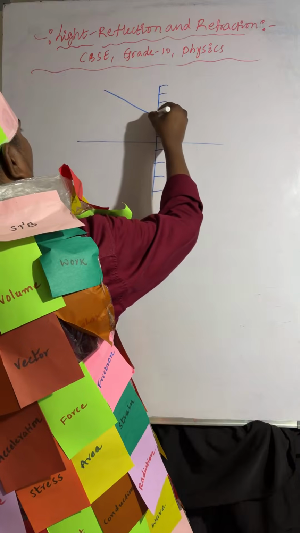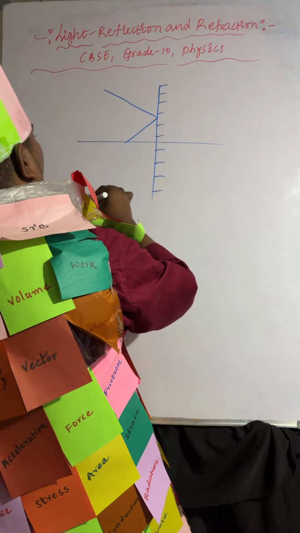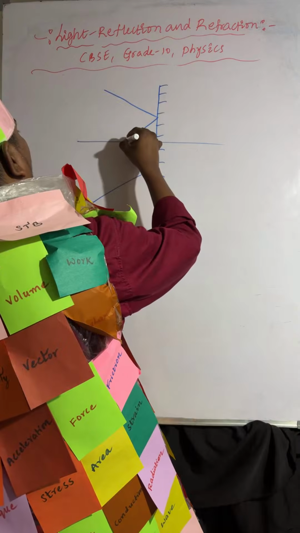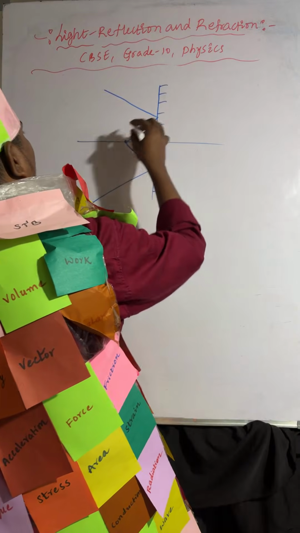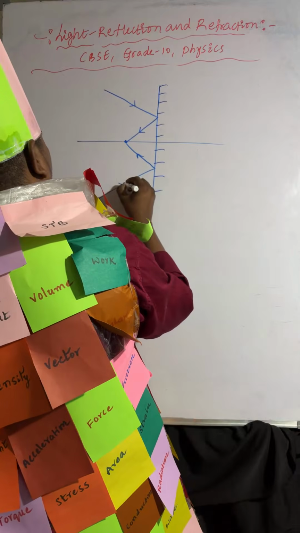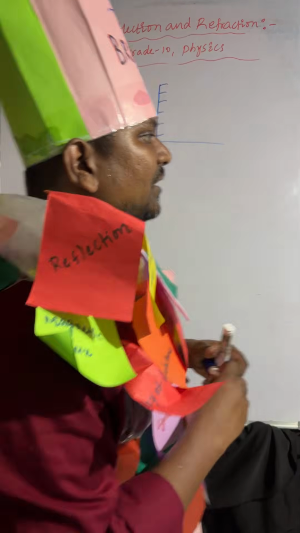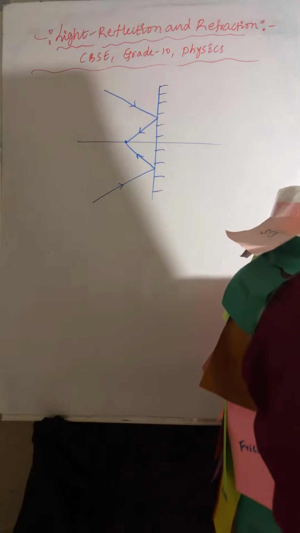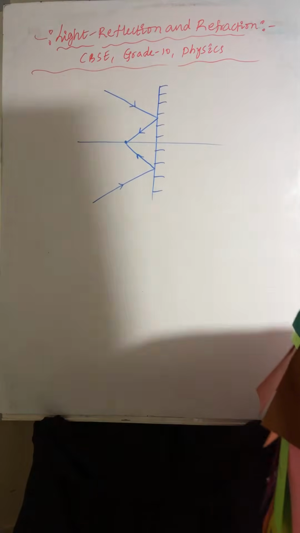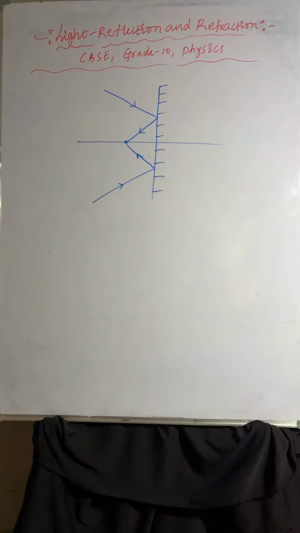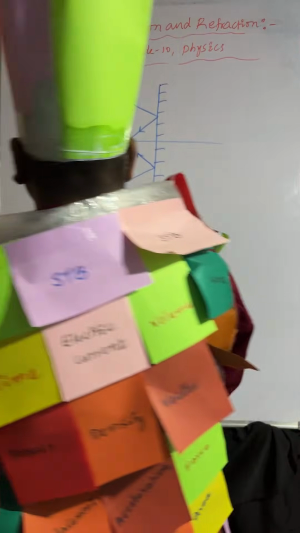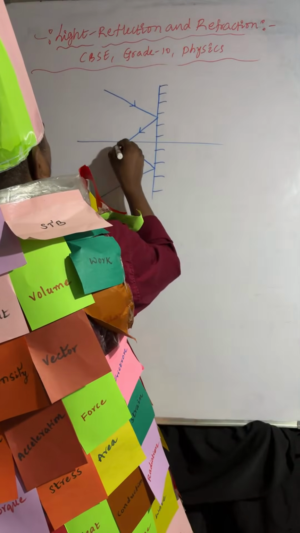Okay, so the light rays are coming. After reflection, those light rays are meeting at one point. Here you can observe these are the reflected light rays. Reflected light rays are meeting at one point. Understood or not? So the point of intersection of reflected light rays is called a real image.